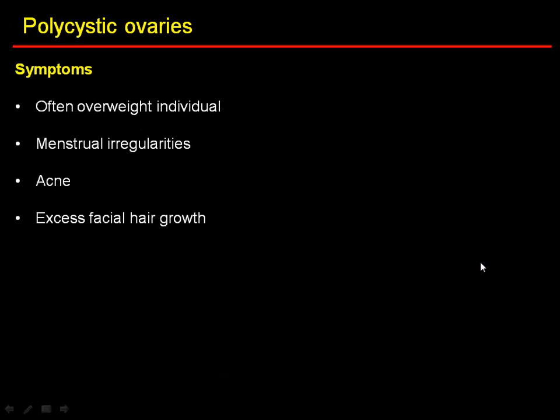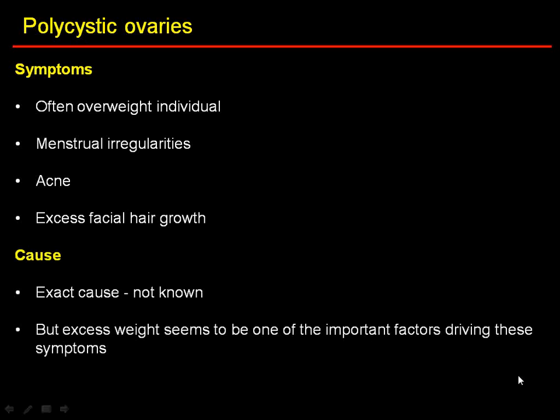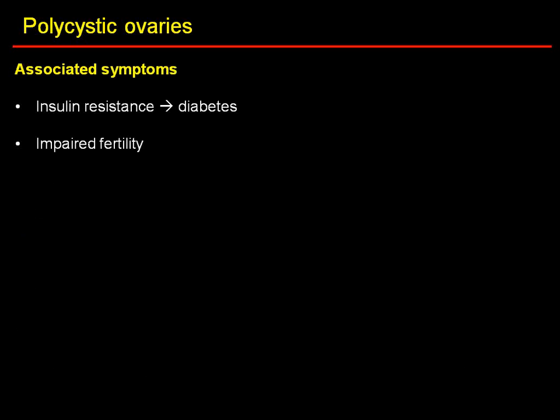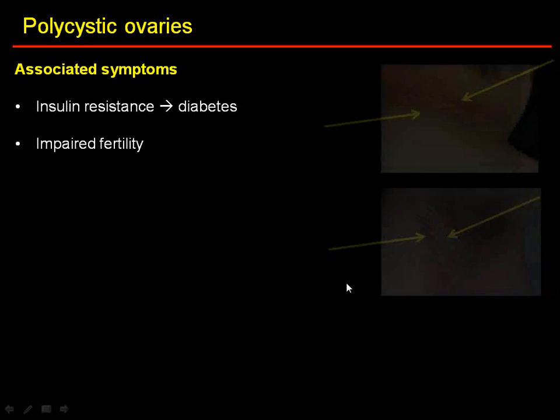Polycystic ovaries is something which is again related to the ovaries, which is the female hormone, which is nowadays seen more commonly. We do not know much about the cause of this condition, but often what we know is this is often seen in overweight individuals. They present with menstrual irregularities, acne, excess facial hair growth. The exact cause is not known, but excess weight seems to be one of the important factors which drive these symptoms. There can be associated multiple other symptoms, including insulin resistance, which is a risk factor for diabetes.